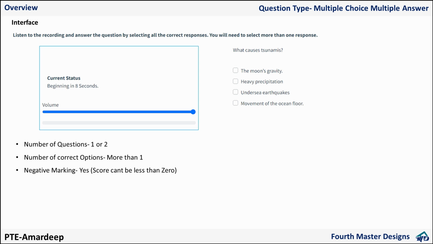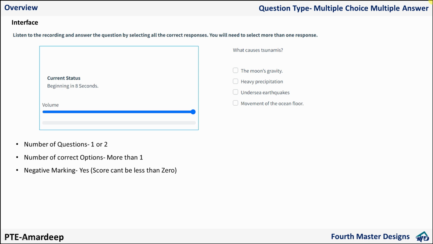Negative marking, yes. If you, let's say, select 1 correct, 1 incorrect option, you will get 1 minus 1, 0. If you select 2 correct and 1 incorrect, 2 minus 1, 1. If you select both incorrect, let's say selecting 2 incorrect, it's not like you will get minus. You will not get less than 0, you will get 0 only.